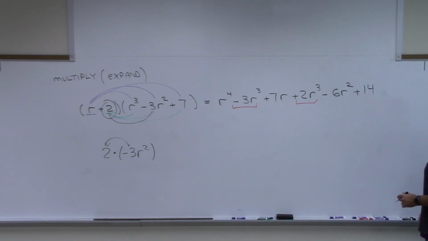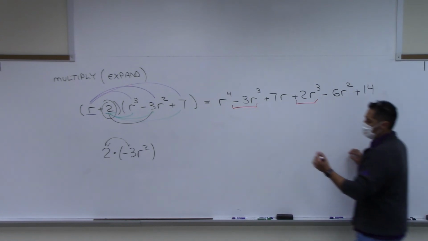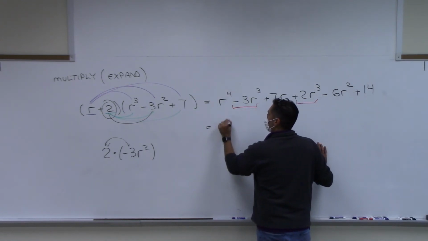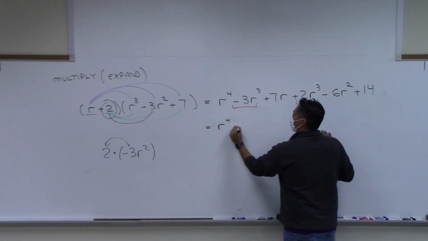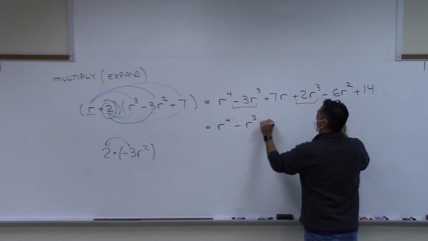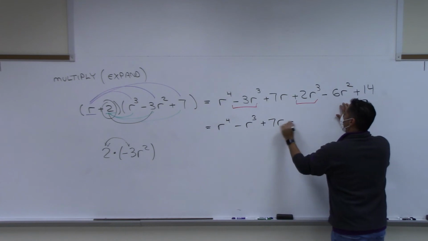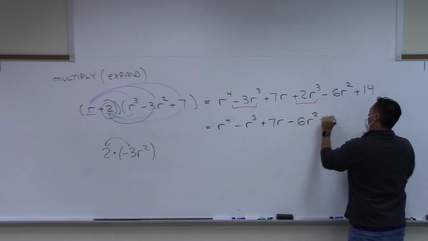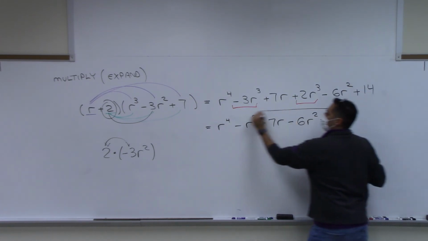Okay, here we have like terms. Those are the only 2 like terms we have, are they? Yeah. Right? That's it. Okay. So we still have r to the 4th. Those 2 together minus r cubed. And then plus 7r minus 6r squared plus 14. Any questions on that?